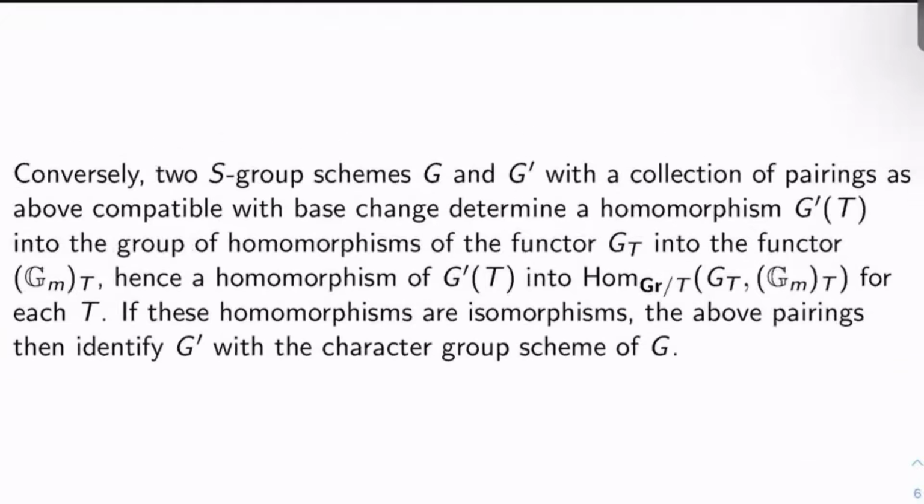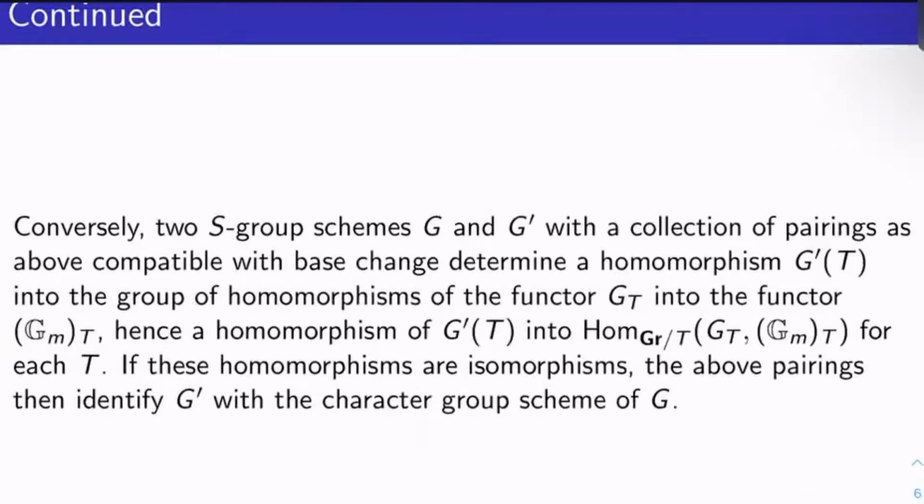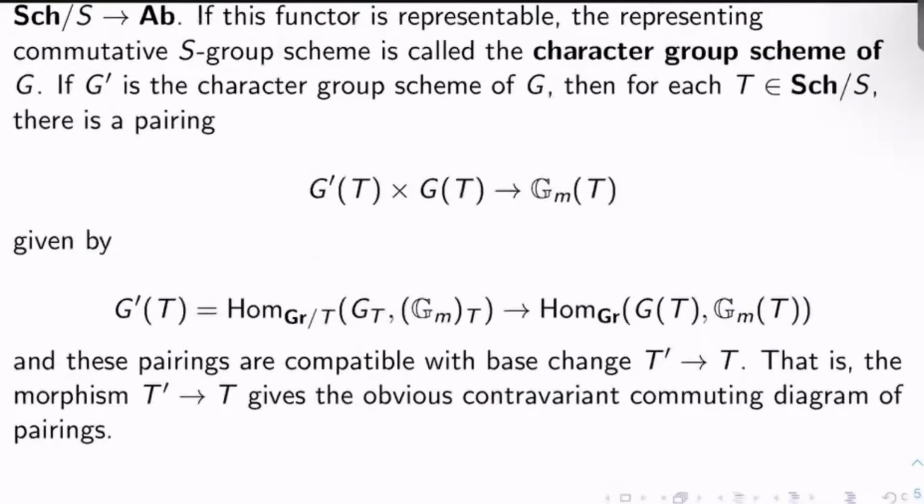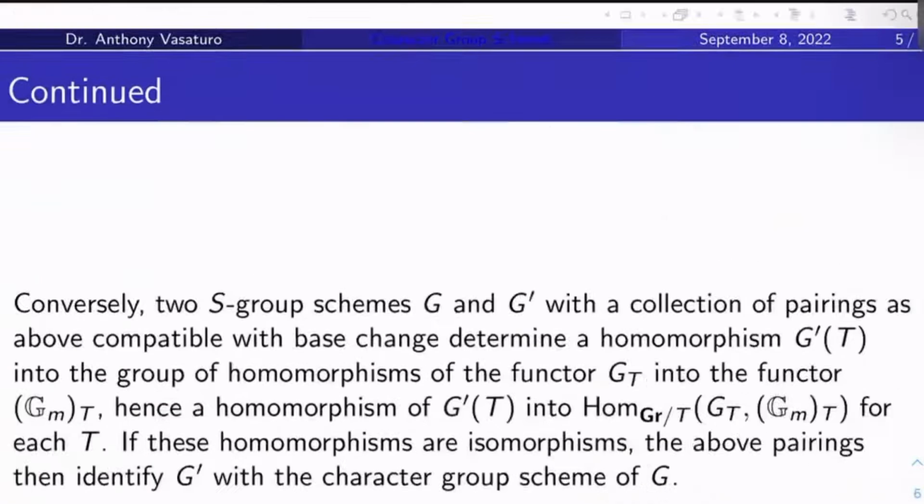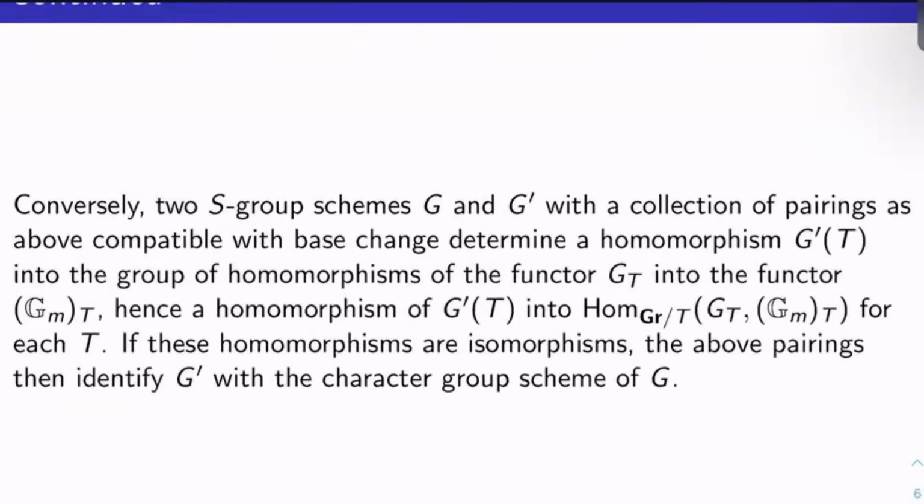I'll just say a little bit more about character group schemes. You might wonder, if I'm given a collection of these pairings that are compatible with base change, do I get a character group scheme out of that? And the answer is more or less yes. If I give you two S-group schemes, G and G prime, with a collection of pairings as above compatible with base change, this determines a homomorphism from G prime of T into the group of homomorphisms of the functor G_T into the functor G_{M,T}.